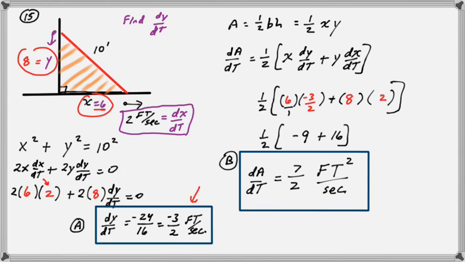I'm trying to find the derivative of 1/2 times x times y, and I'm going to do it as a product rule. So this is u times v. So u is the x, v prime is the derivative of y, which is dy/dt, plus v, which is y, times u prime, which would be the derivative of x, or dx/dt. So yes, there was a product rule involved.